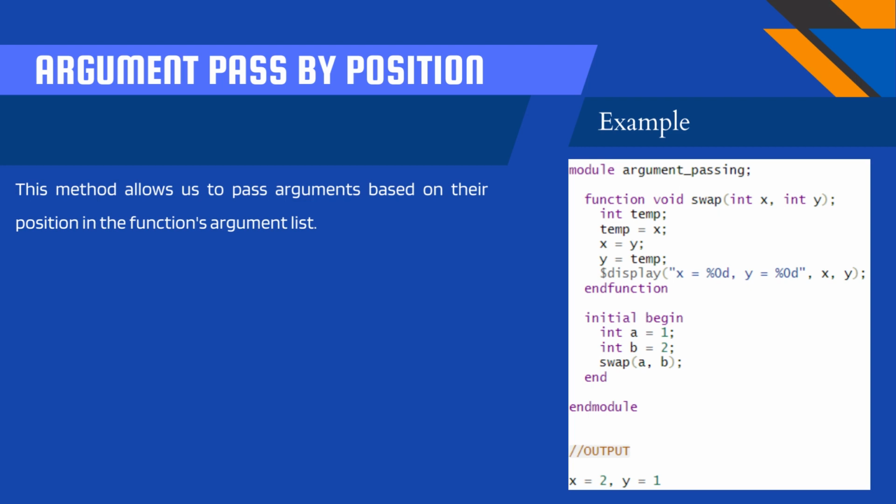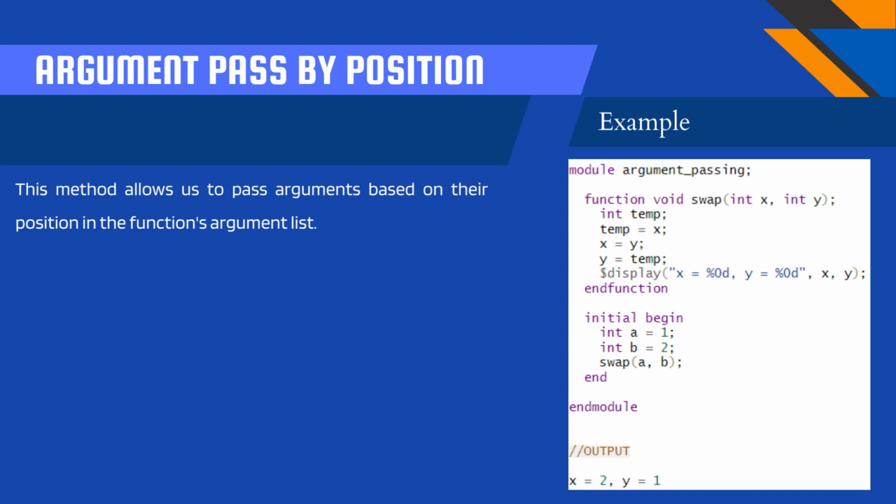Notice that when we call the display function, we are passing the arguments in the same order that they were defined in the function. We are able to do this because the pass-by-position method relies on the position of the arguments in the function's argument list. Passing arguments by position is the most common method of argument passing. It's simple, intuitive, and easy to understand.